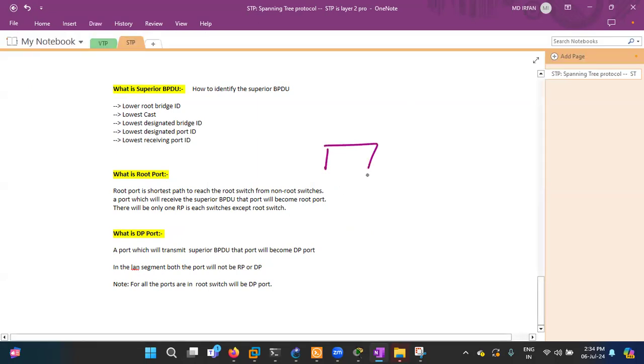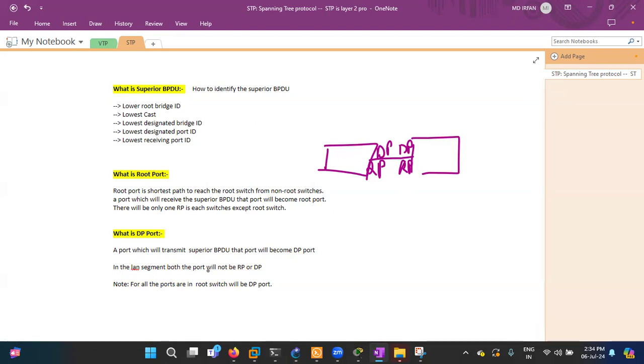In the LAN segment, for example, here, okay, this is the port, right? This is RP, here is RP. It should not be. Here DP, here DP. It should not be. That is the meaning. In LAN segment, both the ports will not be RP and DP. You got it?